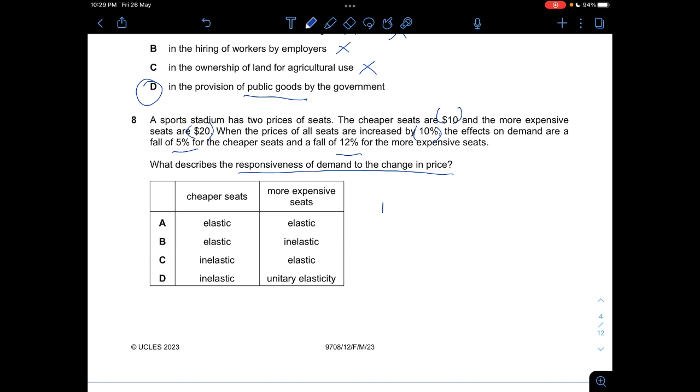So this one we need to use PED to calculate. So PED would be percentage change in QD over percentage change in price. So this one you can see that prices of all seats are increased by 10%, so it doesn't matter for the cheaper seats and the more expensive seats. The effect on demand will be a fall of 5%, so that will be negative 5% divided by 10%. And for the more expensive seats, negative 12% divided by 10%. So here you get negative 0.5 and here you get negative 1.2. So the cheaper seats would be inelastic and the more expensive seats would be elastic. So the answer is C.